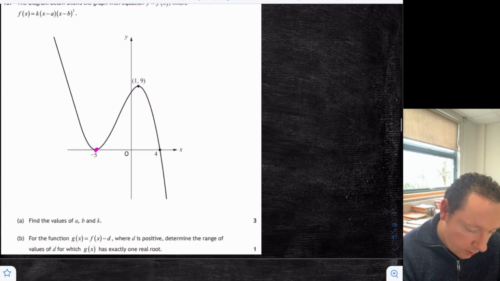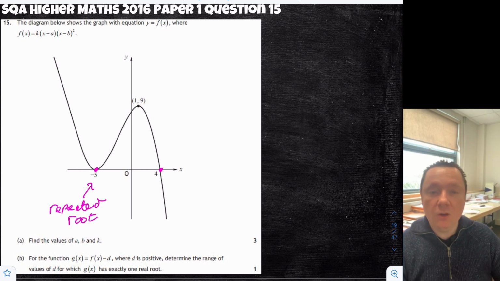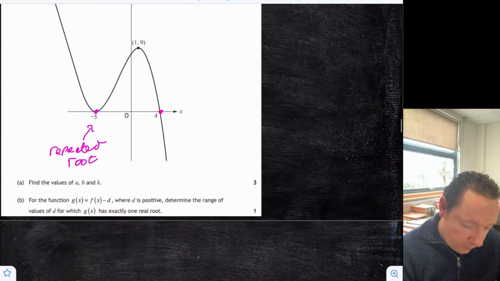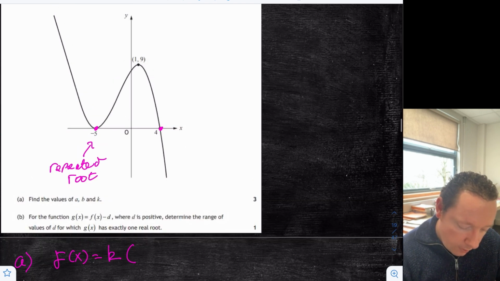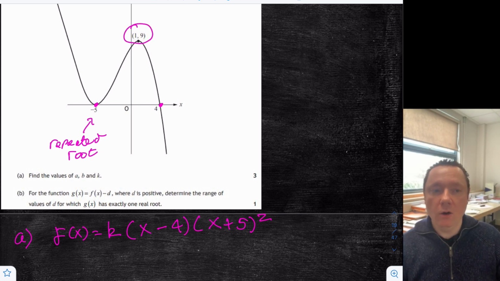There's one of my roots there, and there's the other root there. That's a repeated root, and I know that because it's a turning point and a root. So that one is my b, and the other one is my a. So I can immediately say for part A, f of x equals k times x minus 4, x plus 5 squared. And then we can use the point to work out our k.